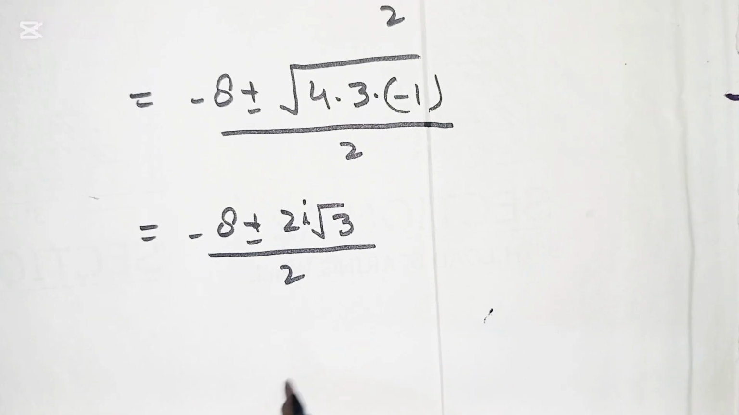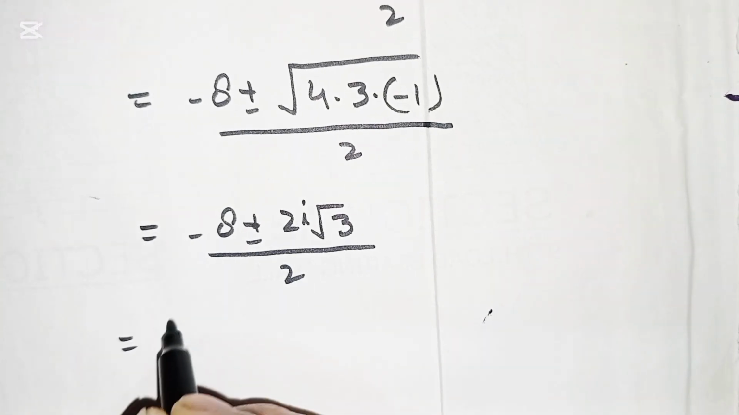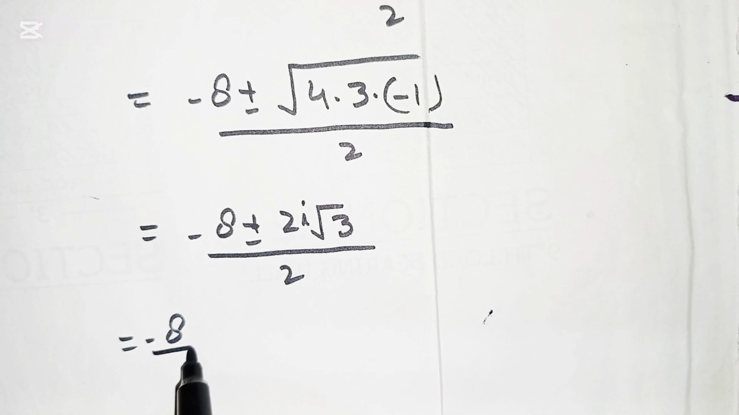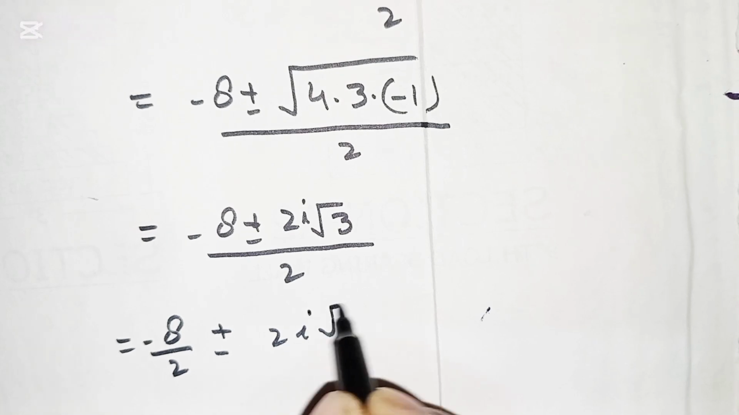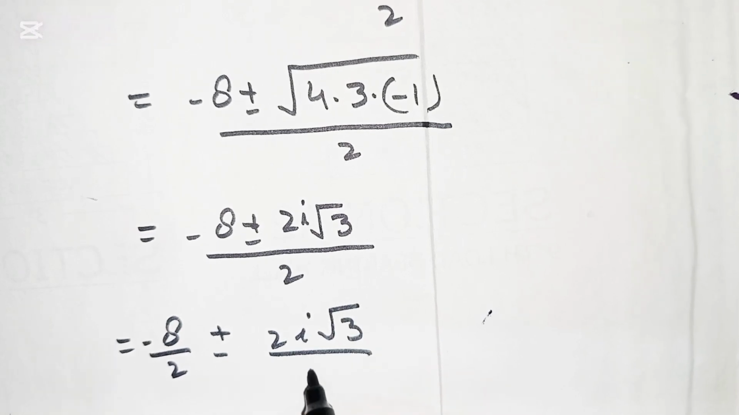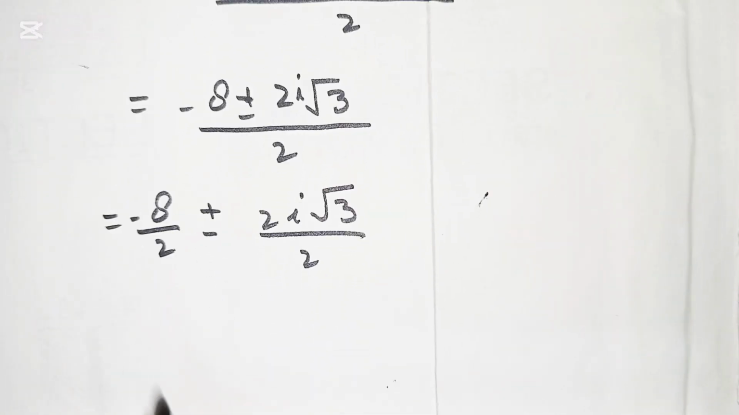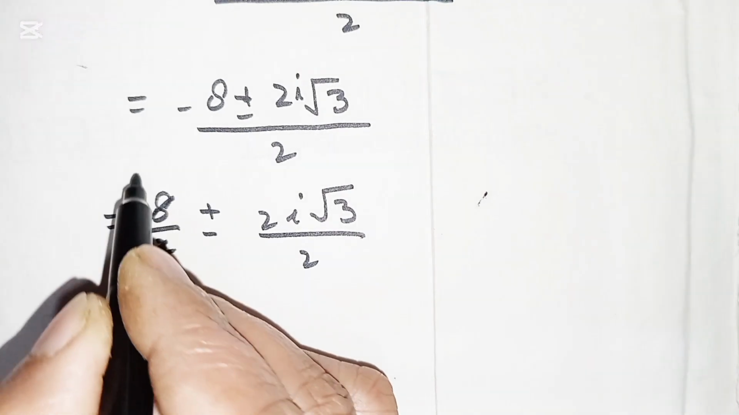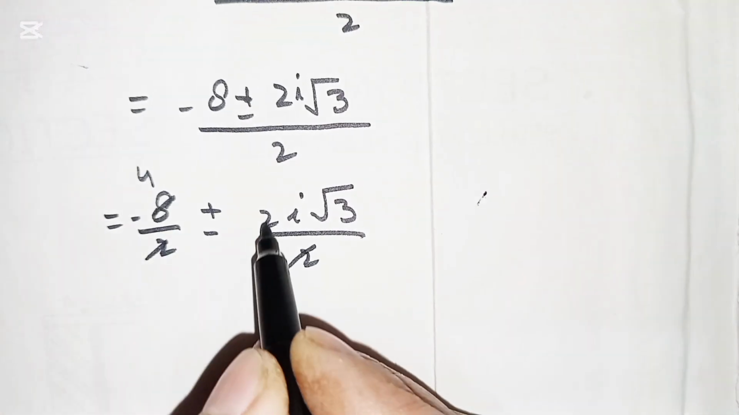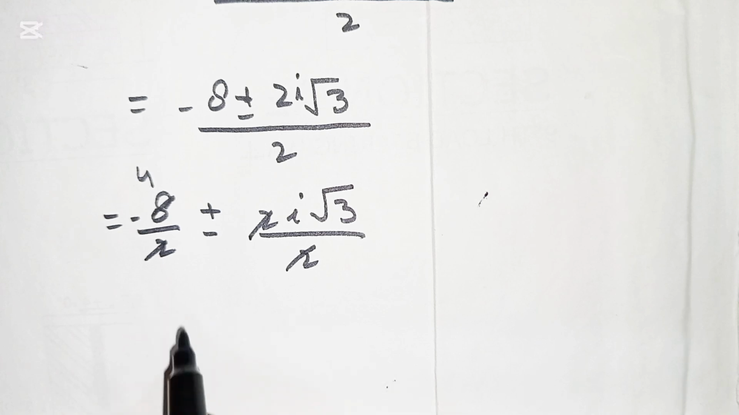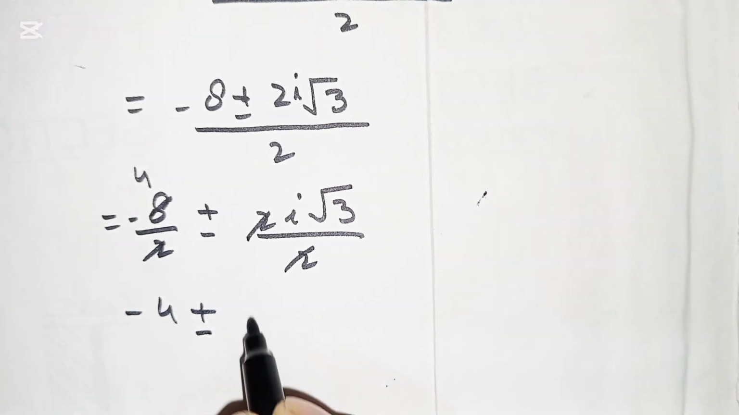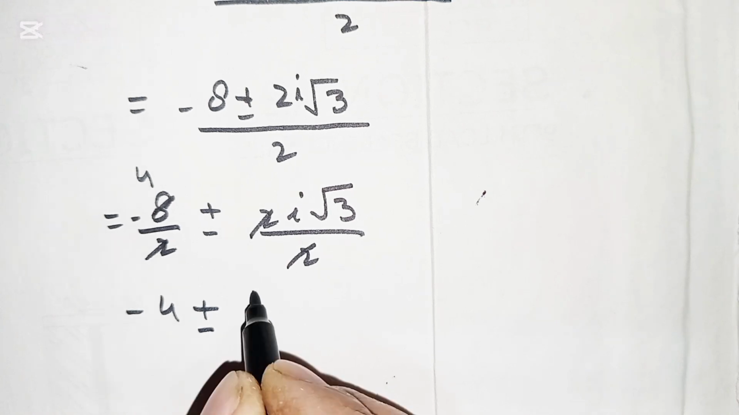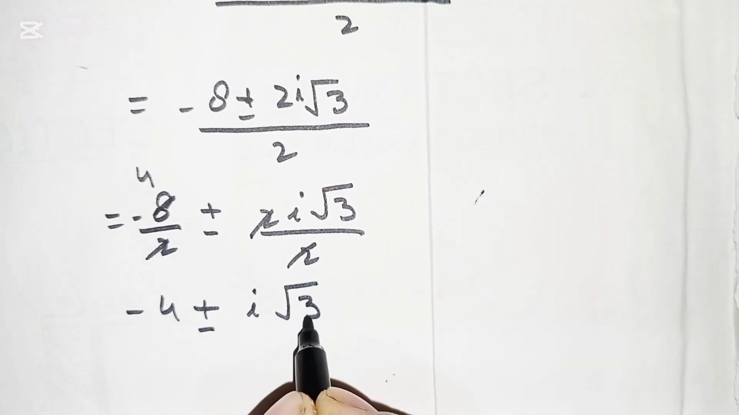And now here this minus 8 over 2 and plus minus 2i square root 3 over 2, and this 2 divided by 8 is equal to 4, and this 2 cancelled out this 2, and what remains is minus 4 plus minus i, and then square root 3.